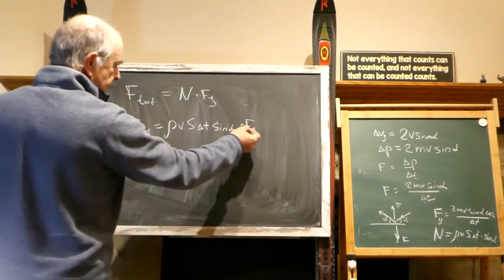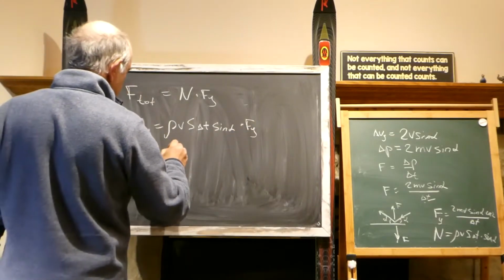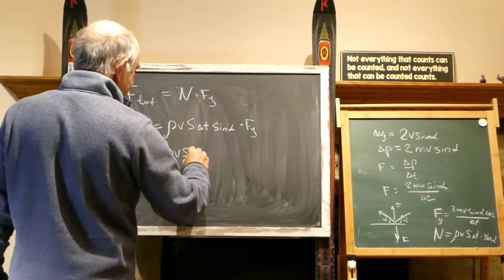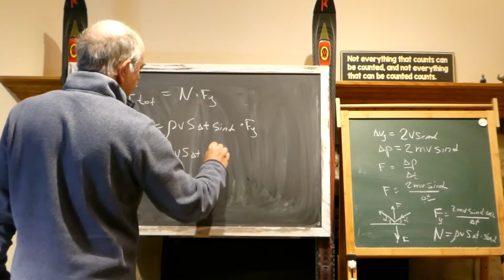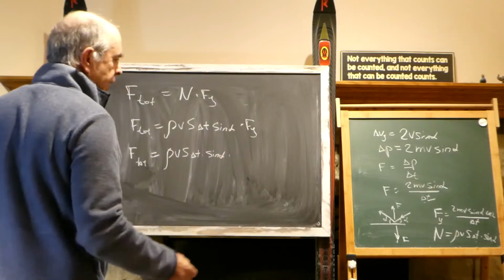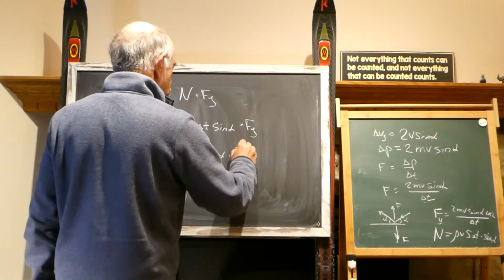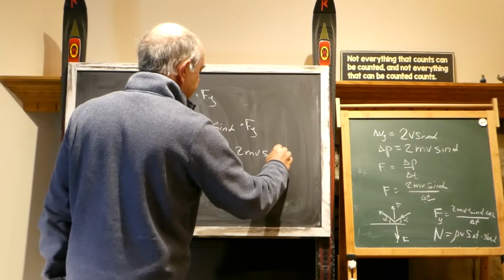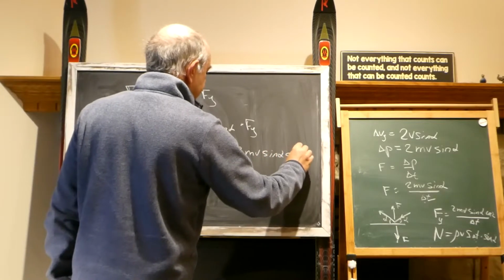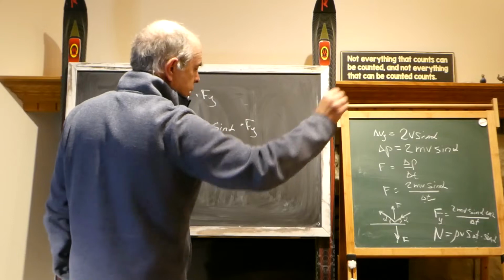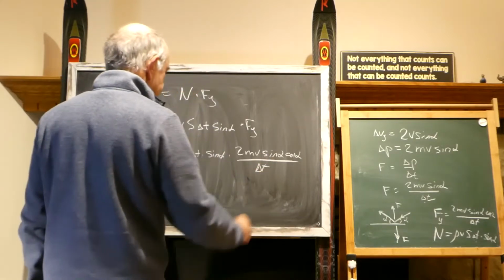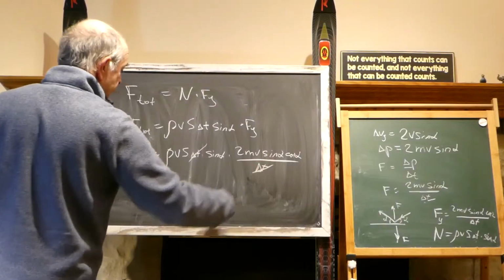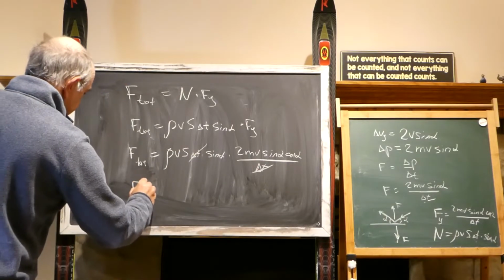And now, of course, I have to put Fy. I could do it in one step, but I do it in two. Rho v s delta t sine alpha multiplied by this, 2mv sine alpha cosine alpha divided over delta t. And a remarkable thing happens, delta t will go away. It will cancel itself out.